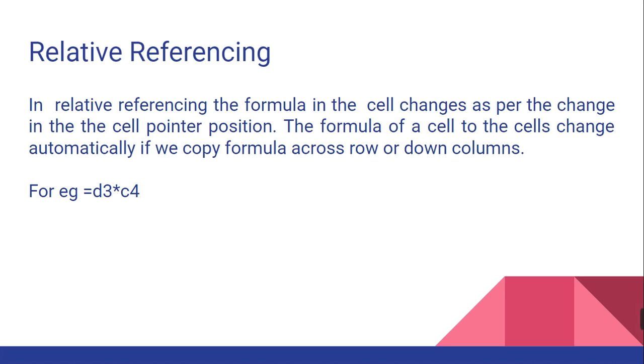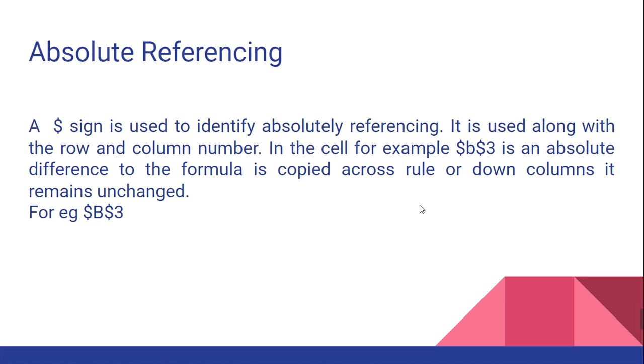So in the relative referencing, both row and column could be changed while copying the formula from one cell to another cell. You will understand it better when I demonstrate at the end of the session. But for now, you may understand that when the formula is copied from one cell to another cell, the row and the column name both can change in the cell address. Now there is another type of referencing that is called the absolute referencing.